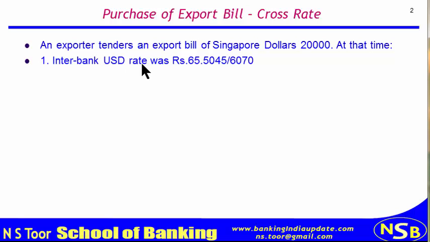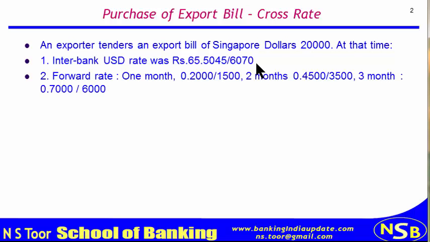The interbank US dollar rate was 65.5045/6070. Forward rate or forward premium: forward 1 month 0.2000 and 1500. 2 months 0.4500 and 3500. 3 months 0.7000 and 6000.